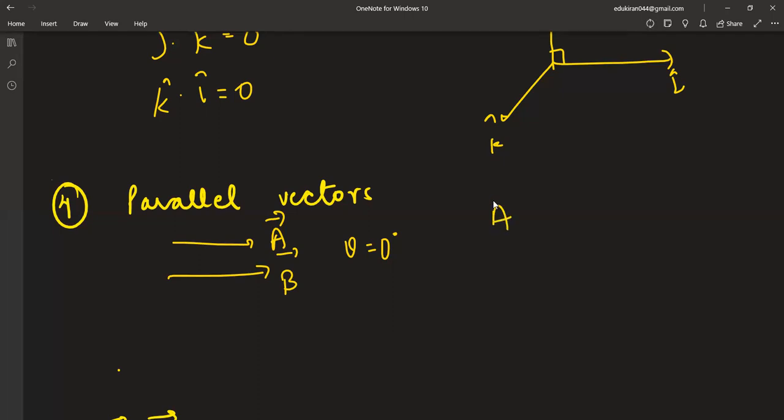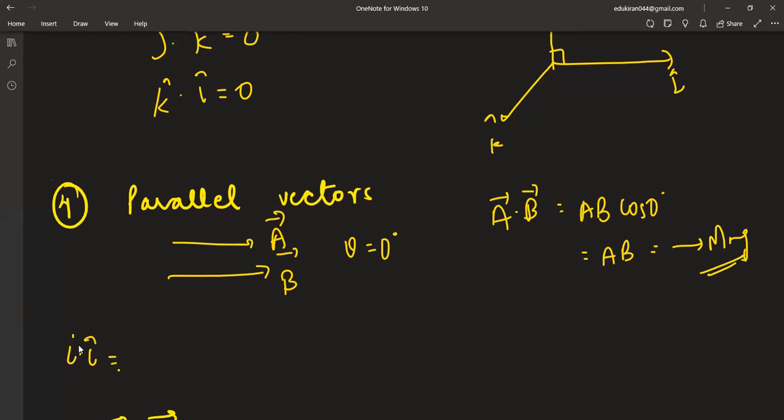So if you take A dot B and they are parallel, AB cos 0 degree means you will get AB only. It means you are taking just their magnitudes, right? So if I take i dot i, what is the magnitude of a unit vector? Very good, Yasir. It's 1. The magnitude of a unit vector is 1, so the magnitude of i is 1, and this is also 1.